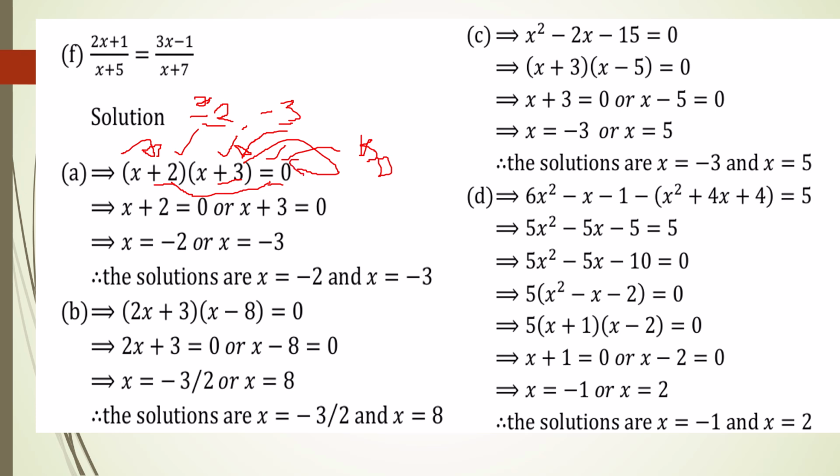So if you equate x plus 2 to 0, you're going to get x being equal to negative 2 as your solution. And if you equate x plus 3 to 0, you're going to get x being equal to negative 3 as your solution. And therefore you're going to conclude that the solutions are going to be x being equal to negative 2 and x being equal to negative 3.